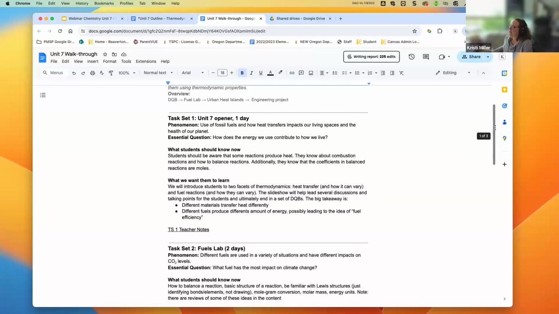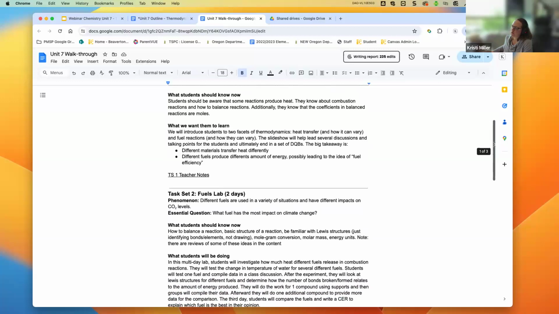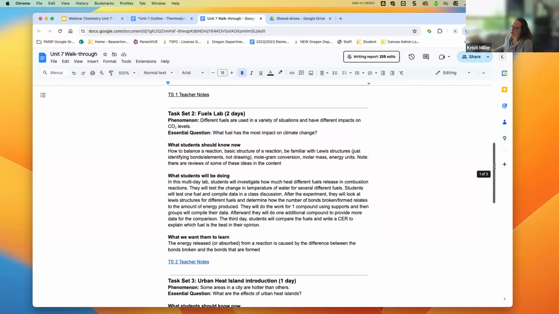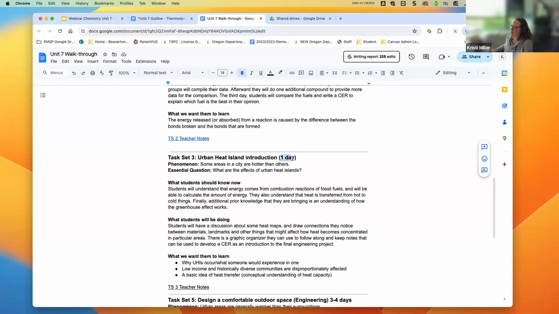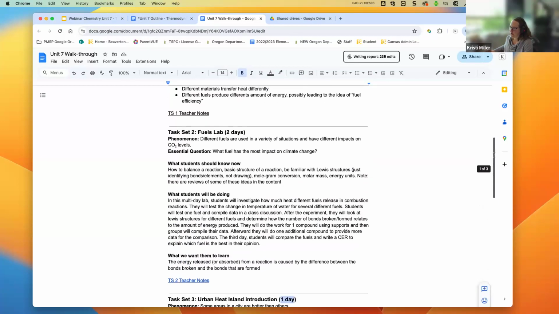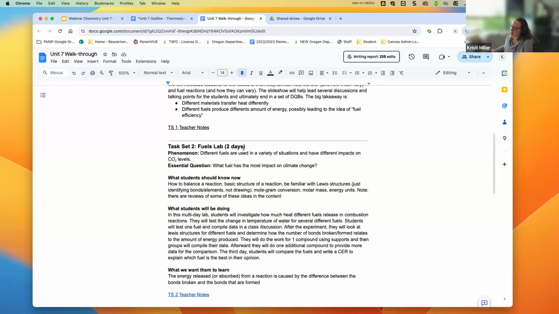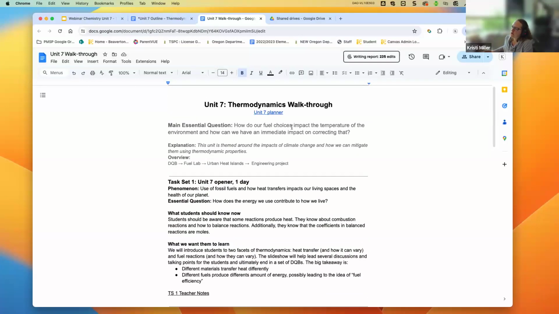All right, continuing along. So this is just what the unit overview does. It goes through each task set, etc. It gives you an idea of how many days you will be spending on this. One day here. The engineering project is always three, sometimes longer days. But the unit walkthrough is a great place to begin because it gives you that big picture overview: where am I starting, where am I ending up, and understanding the sequence of events that lead us through the unit.